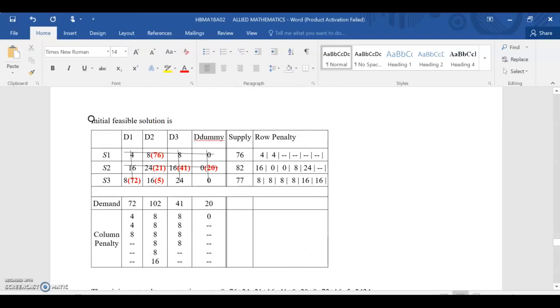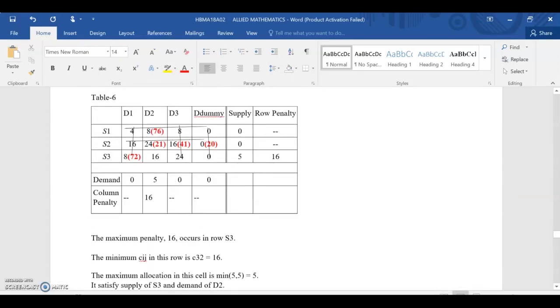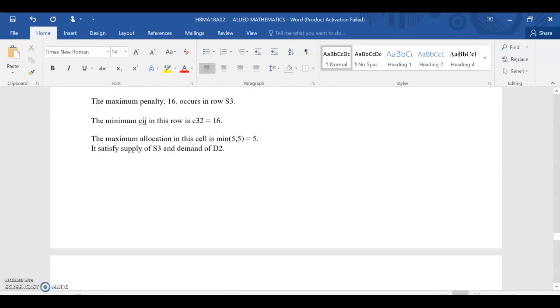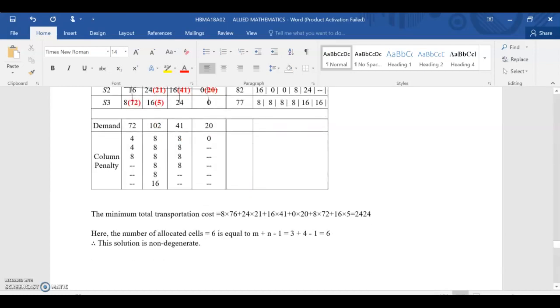So this is a consolidated one, the initial feasible solution after finding everything together in one, which I did. They have given it in a different way, because each and every step they have given there as a table. This is a consolidated one: the initial feasible solution, the first-time row penalty, how we are getting it. So the minimum transportation cost is how much you are getting, and the number of allocated cells should be equal to 6, m plus n minus 1 equal to 6. Therefore the solution is a non-degenerate basic feasible solution.